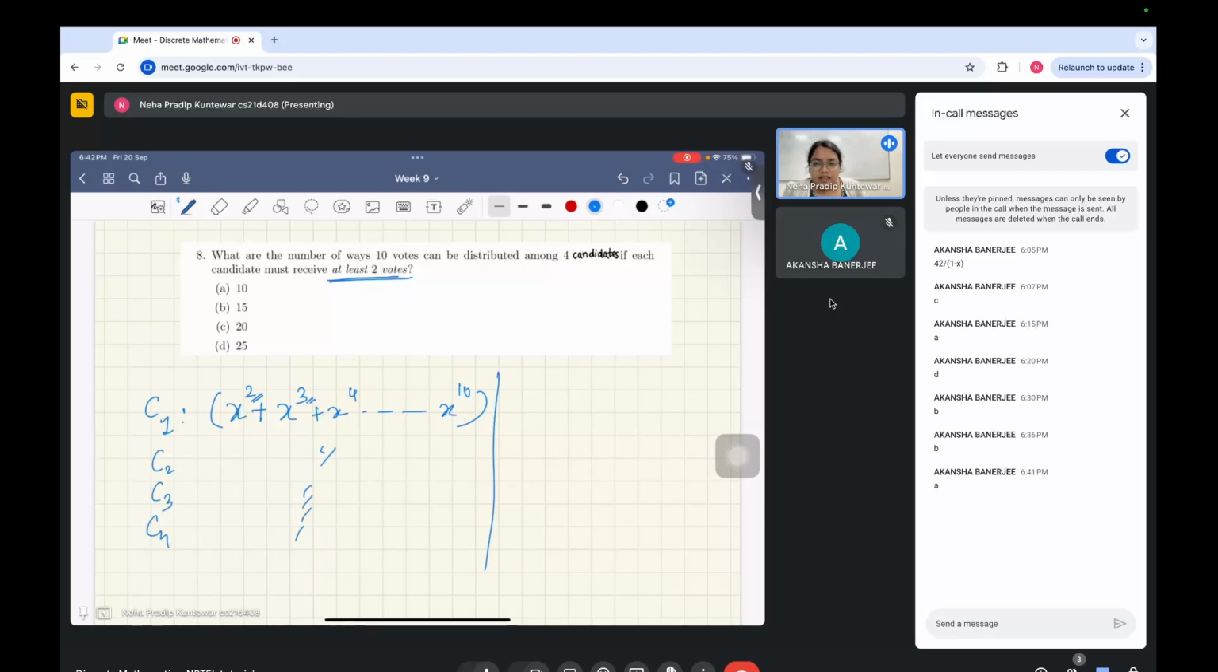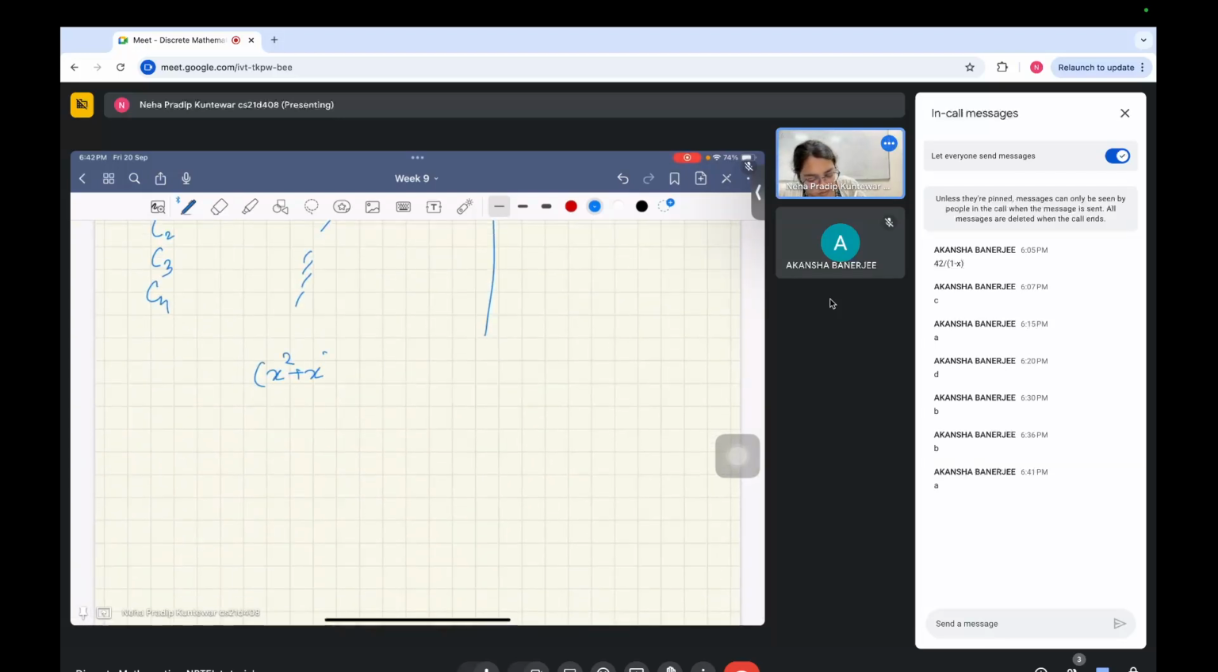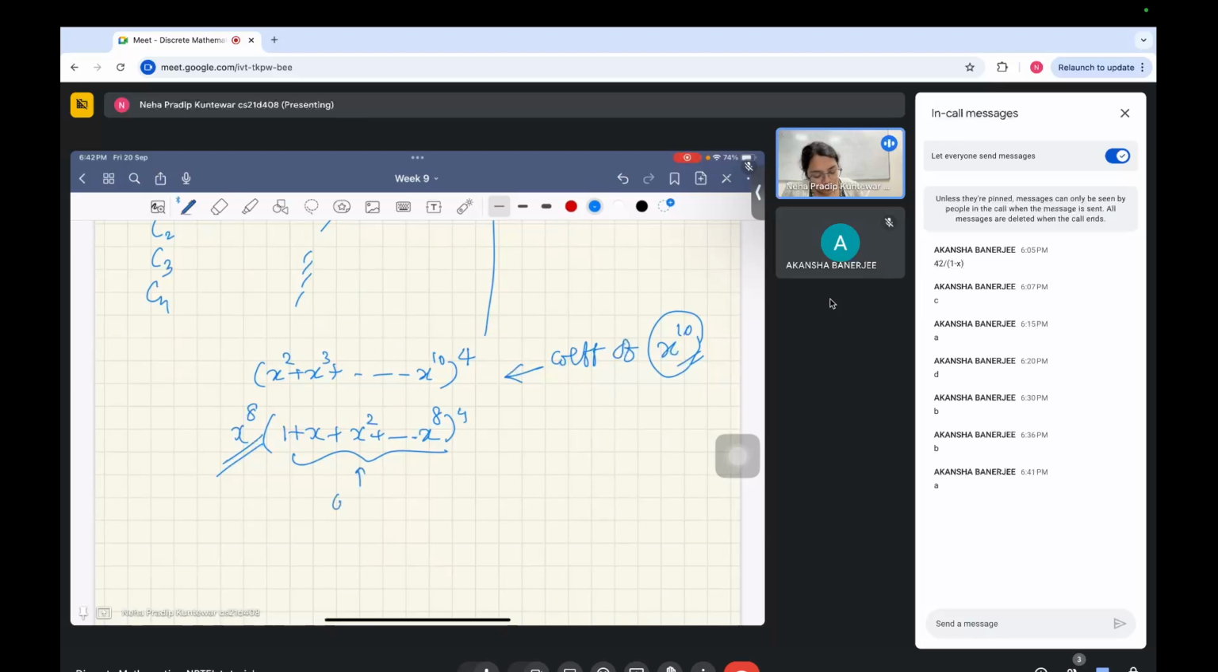And now we are going to multiply this like we did earlier. So you get (x squared plus x cubed plus and so on up to x to the 10) whole to the 4, and now you're looking for the coefficient of x to the 10 in this. Now you take out x squared in common, so x to the 8 comes out and you have (1 plus x plus x squared and so on up to x to the 8) whole to the 4, and you're looking for the coefficient of x to the 10 here. Since x to the 8 is already outside, essentially you're looking for the coefficient of x squared in this bracket term.